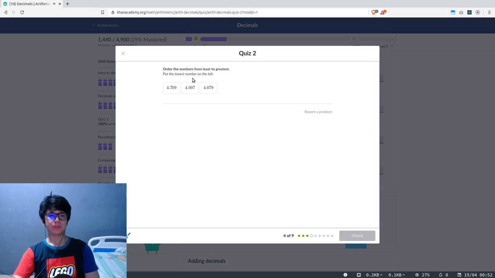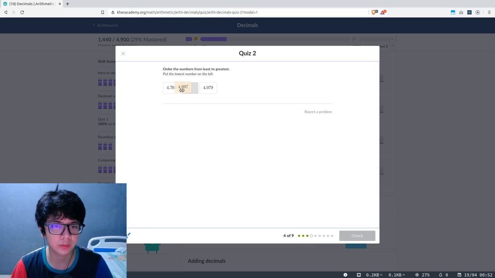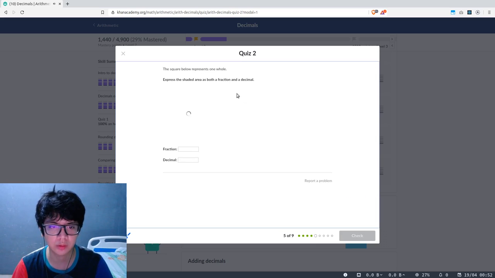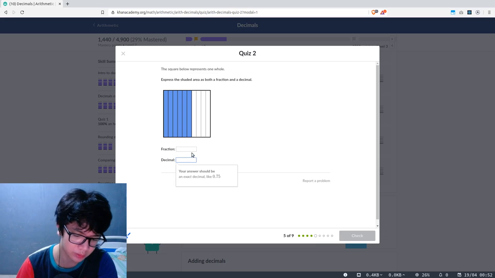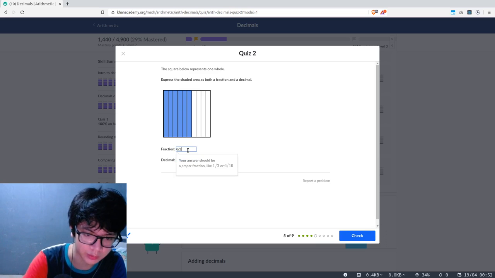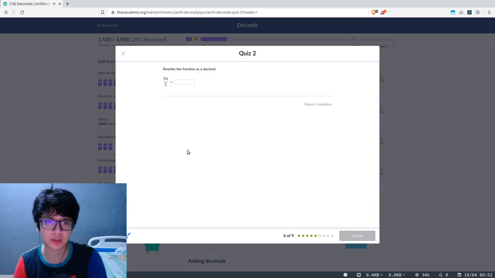Order from least to greatest. Put the lowest. 0.7, 0.9. The square below represents 1. Express the shaded area as a fraction. Decimal is 1, 2, 3, 4, 5, 6, 0.6, and 6 tenths. So decimal.